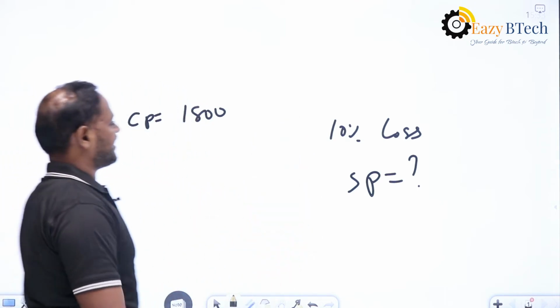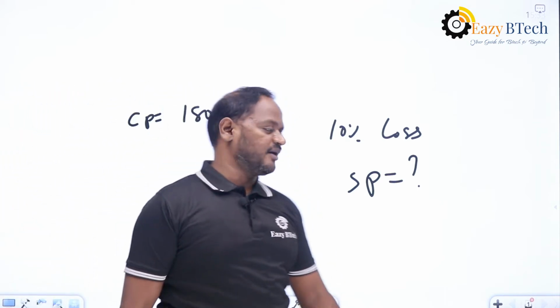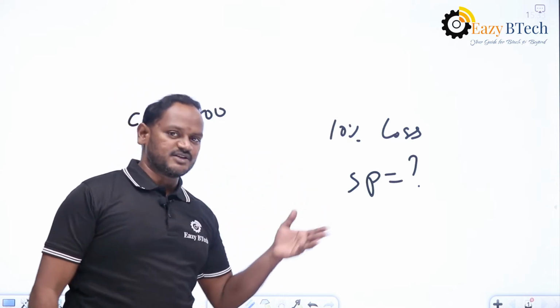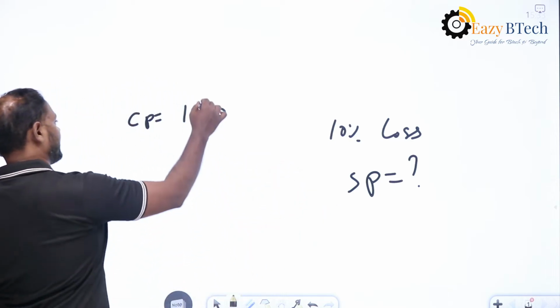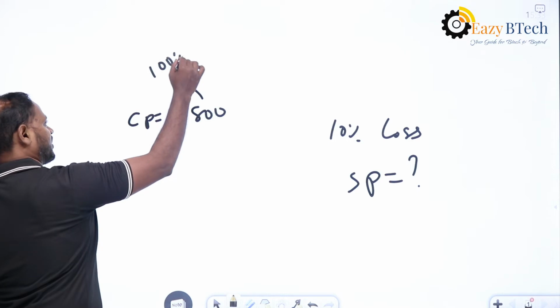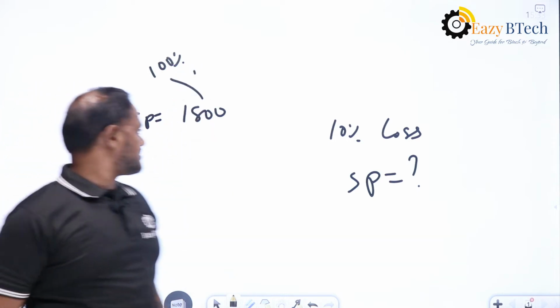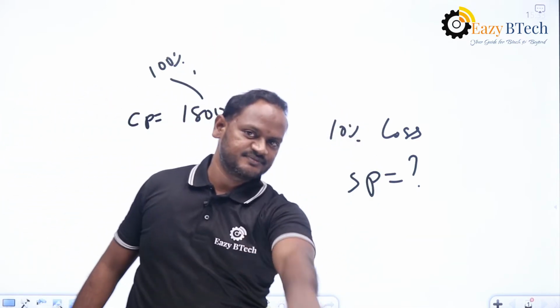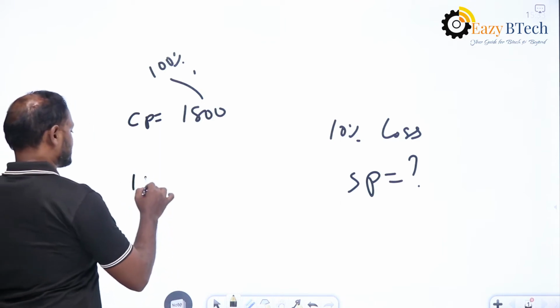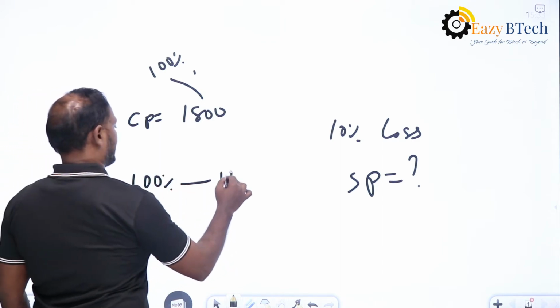Yes, cost price is 1800, 10% loss. He sold it for 10% loss. What is the selling price worth? That is the story we have. Always 1800 can be taken as what? 100%. Yes or no? Yes. Always this 1800 can be taken as 100%. So 100% value is given as 1800.